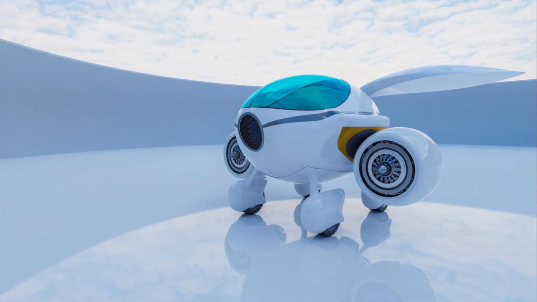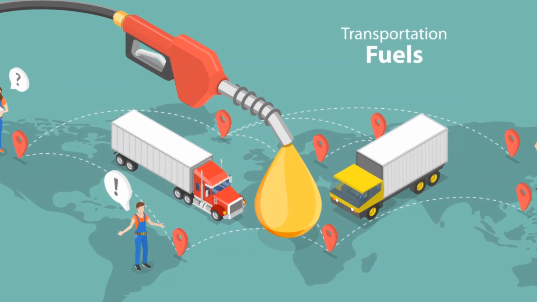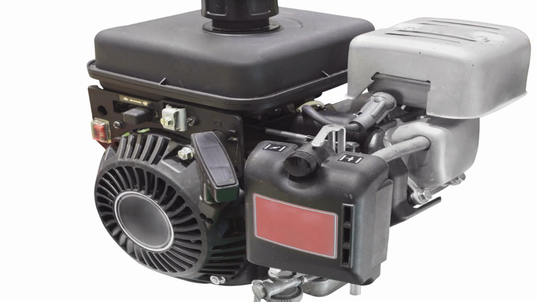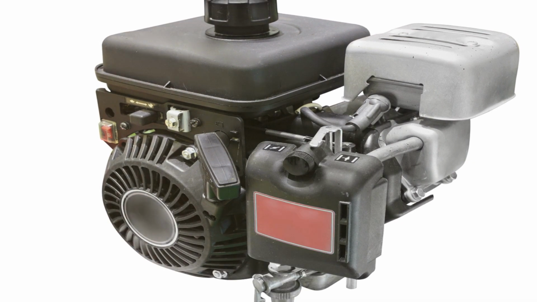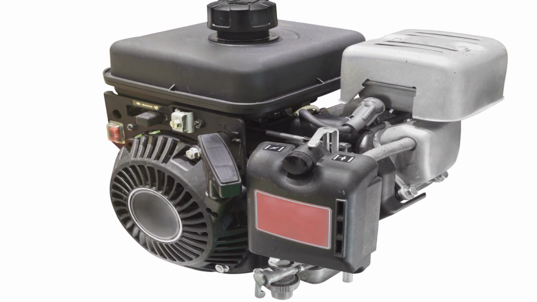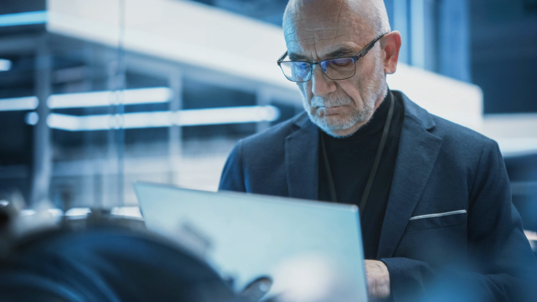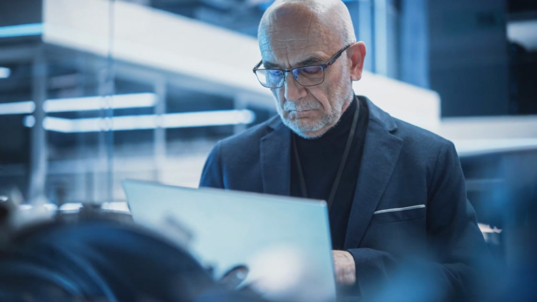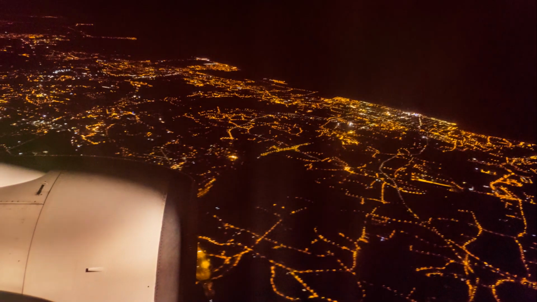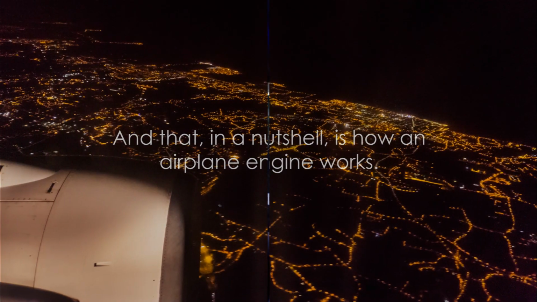It's a beautifully simple concept, but one that requires a complex and finely tuned machine to achieve. The engine must be able to withstand the intense heat and pressure of the combustion process, and it must be able to efficiently convert the energy of the hot gases into forward motion. And that, in a nutshell, is how an airplane engine works.